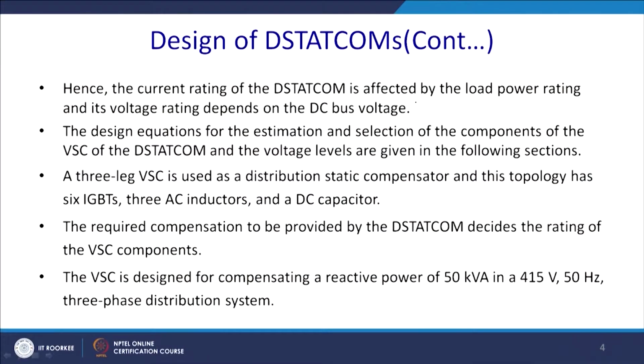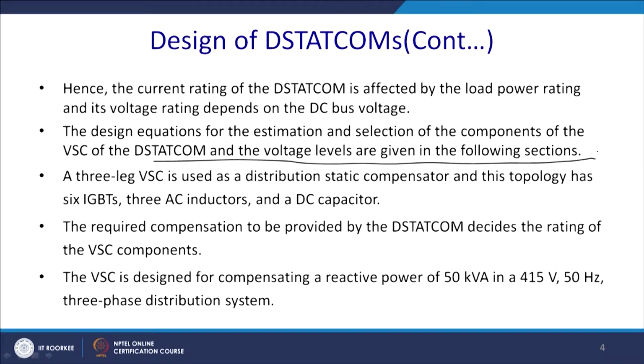Now, hence the current rating of the DSTATCOM is affected by the load power rating, and the voltage rating depends on the DC bus voltage. The design equations for the estimation and selection of the components of the VSC of the DSTATCOM and the voltage level will be discussed in this section.